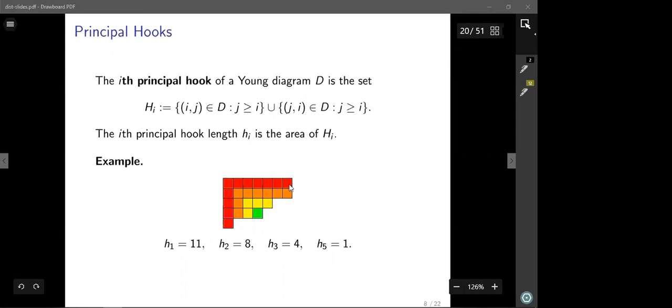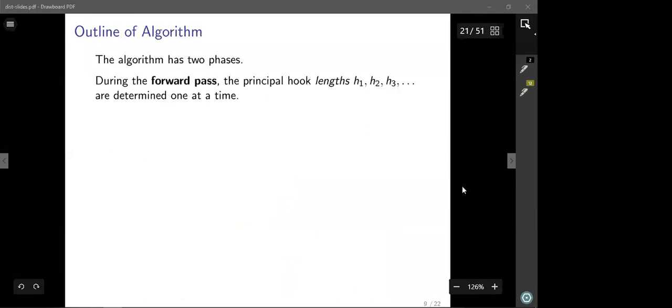So again, you just count the number of boxes here, and you'll see that there are 11 red boxes, 8 orange boxes, 4 yellow boxes, and 1 green box. So the principal hook lengths are 11, 8, 4, and 1. So I can already give you a general outline of how our algorithm works.